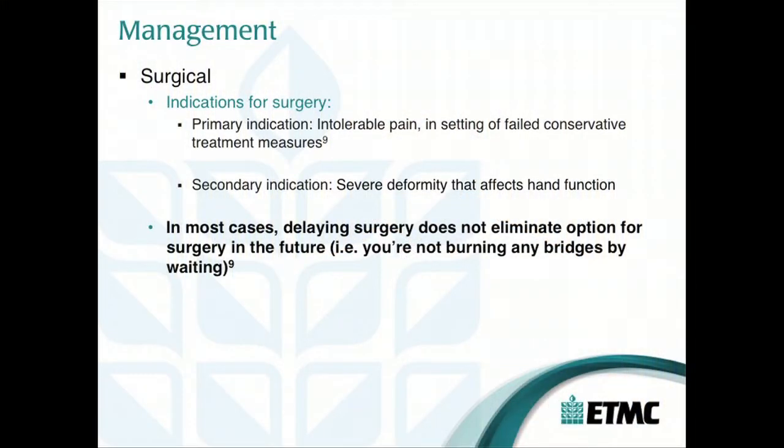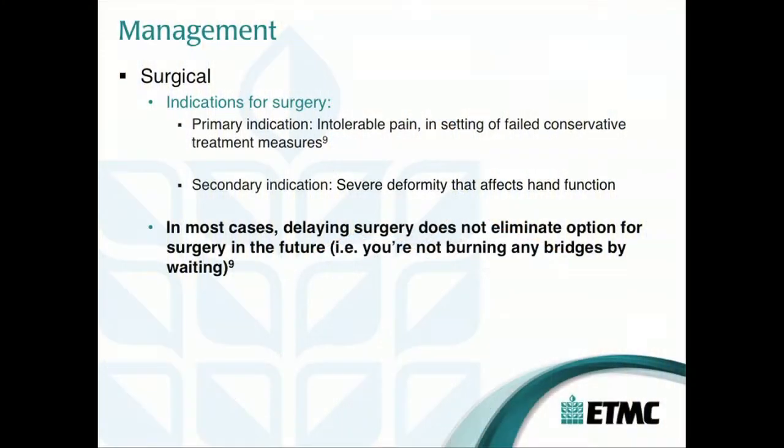What about surgical treatment? Well, the primary indication for surgery is just severe pain in the setting of failed conservative treatment measures. So you've tried the splint, you've tried modifying the activity, therapy, plus or minus injection, and it's just not helping. Okay. The secondary indication is if there's such a bad deformity in the thumb to the point where it starts to affect the hand function. So the pain might be moderate, it's not intolerable, but the deformity is so bad that it's hard to actually be able to open the thumb and use the thumb. That's another indication for doing the operation.